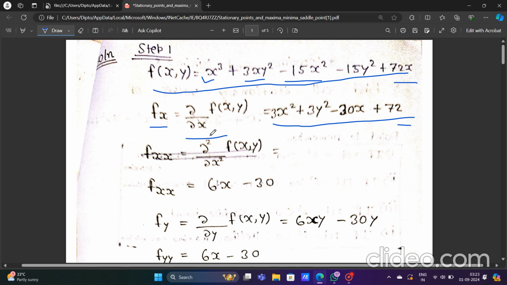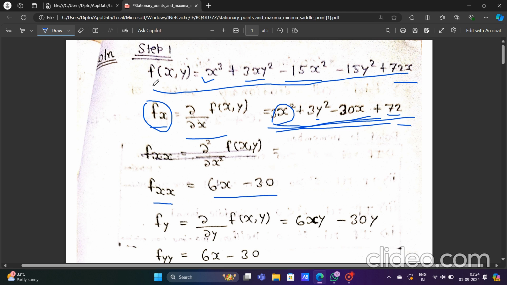Then we will do the derivative again. This fx, we will do the double derivative of it. That means we will again do the derivative of this function, and we will term it as fxx. So if we do the derivative of this function again, then we will get 6x from here, from here we will get 0, from here we will get minus 30, from here we will get 0, right? So that is what we have obtained, 6x minus 30.